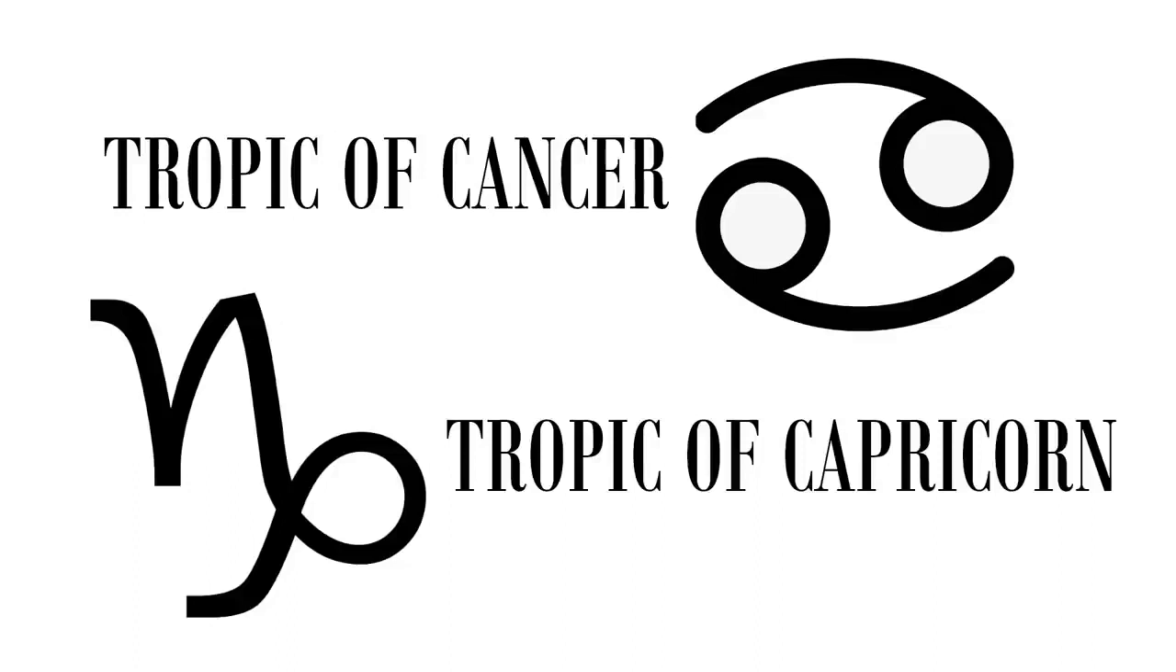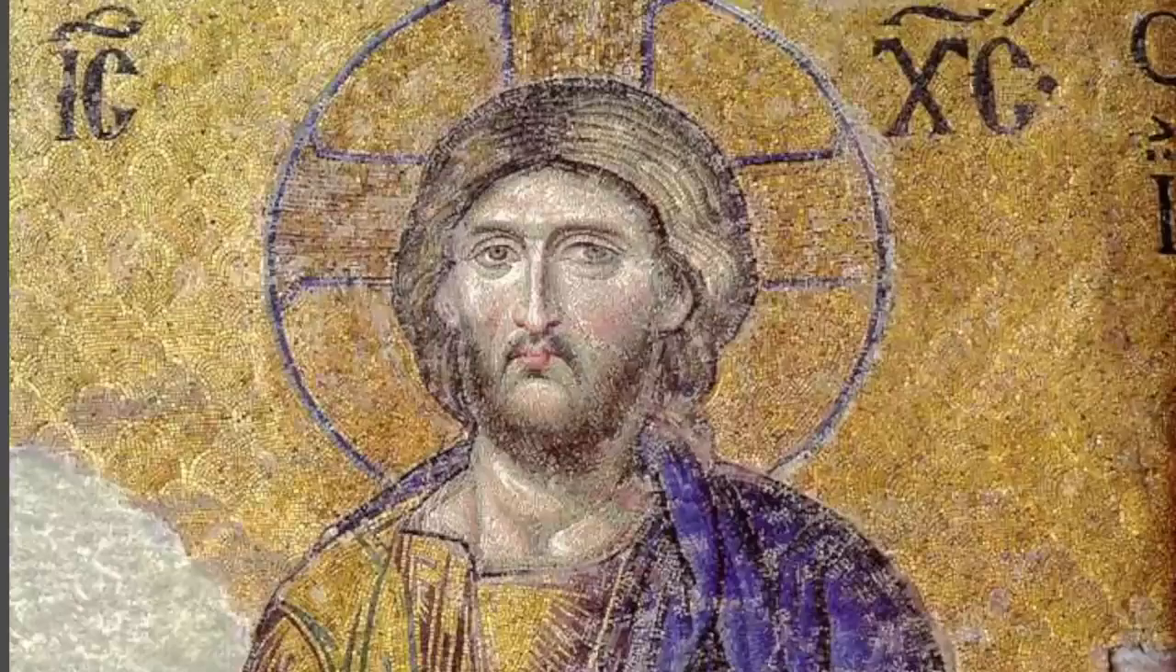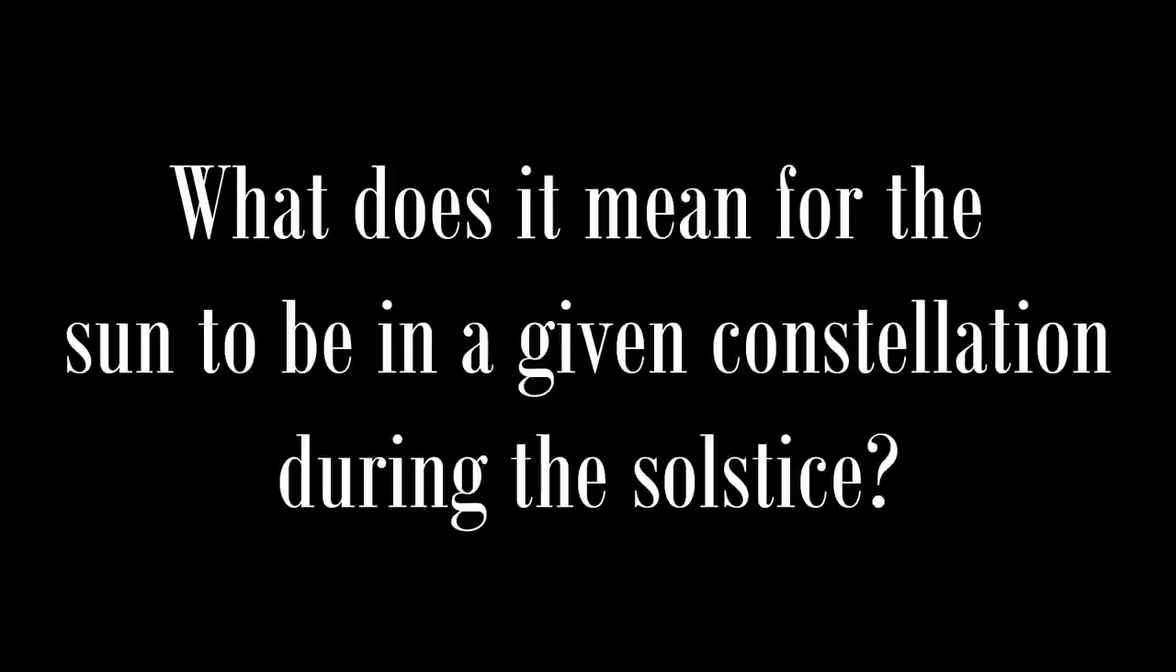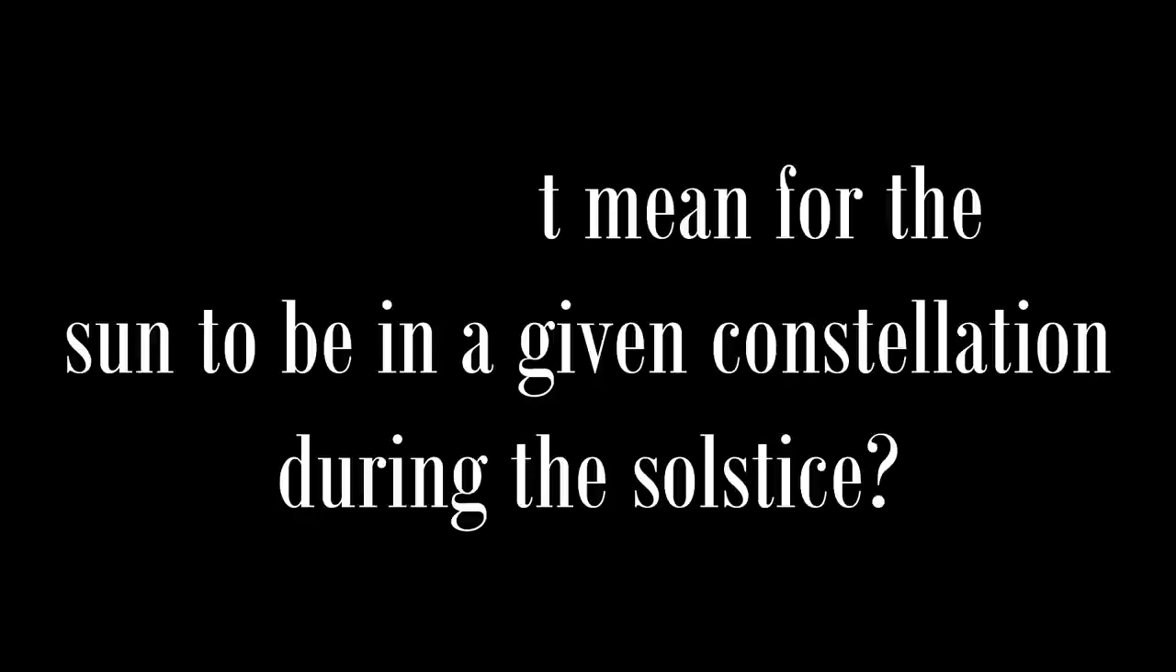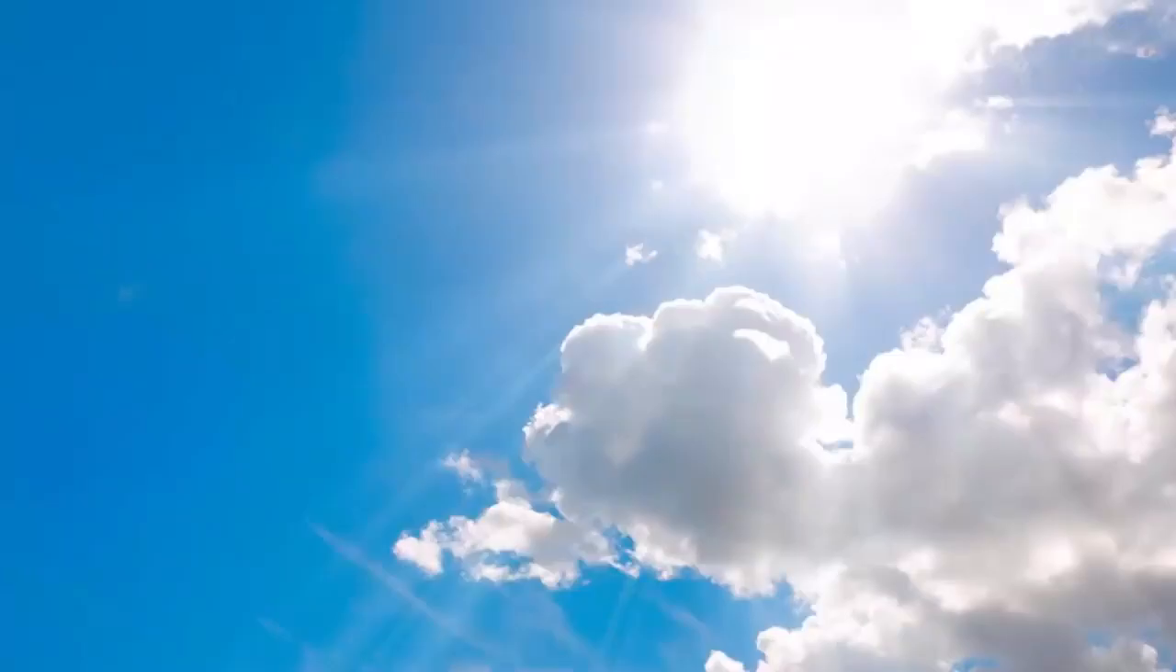As Wikipedia tells us, the Tropic of Cancer and Capricorn were named such because many years ago, in the days before Christ, the days before BC, the sun was in the constellation of Cancer at the June solstice, and the sun was in the constellation of Capricorn at the December solstice. What does it mean for the sun to be in a given constellation during the solstice? It means the position of the sun in the sky at solar noon.